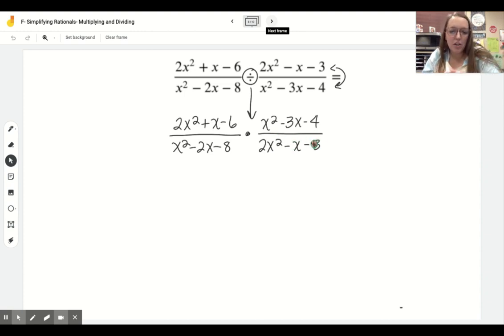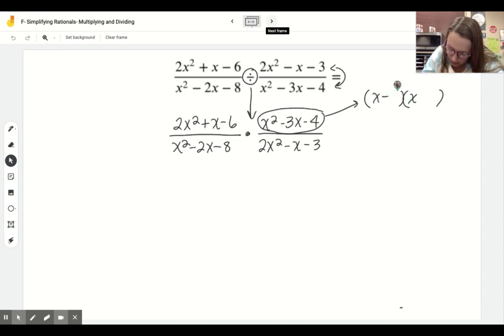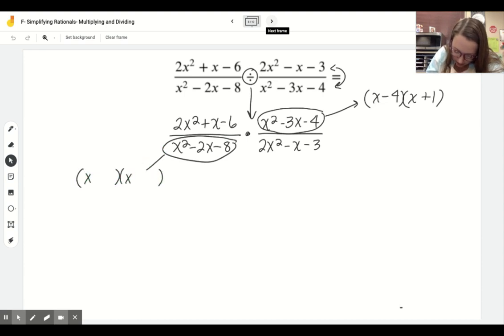Okay, let's do the ones that don't have the 2's in front of the x squareds first. Those ones are easier. So I've got x and x. I need to multiply to negative 4 and add to negative 3. So negative 4 and 1. Okay. I need to multiply to negative 8 and add to negative 2. So negative 4 and 2.